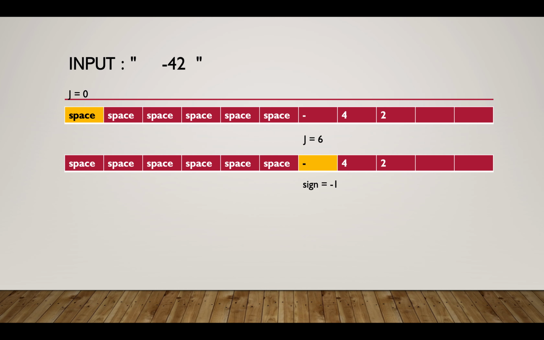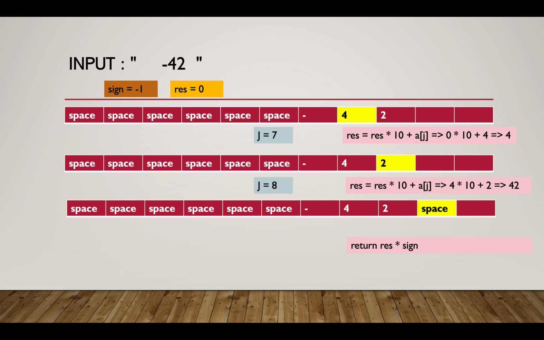So let's see how we did. I started with j equal to 0, which is pointing to a space. I keep on moving my j pointer till I find the negative or positive value, and then that value will be recorded into the sign variable. Now we have a sign variable, and we initialize one result variable with 0. The usage of the result variable you'll see.